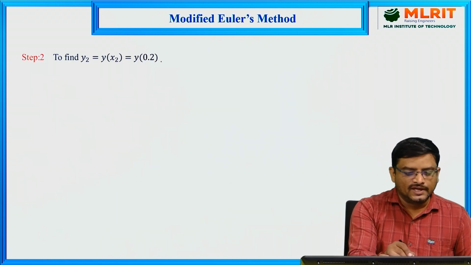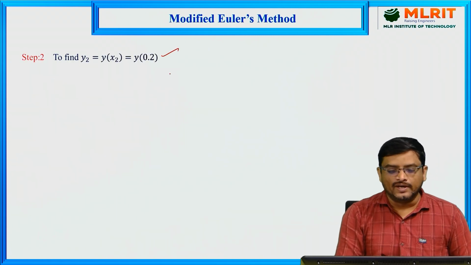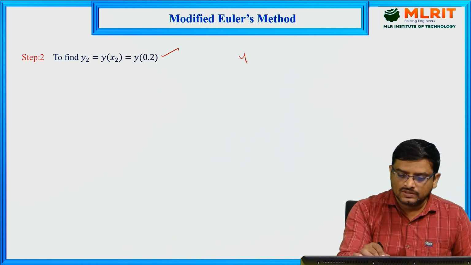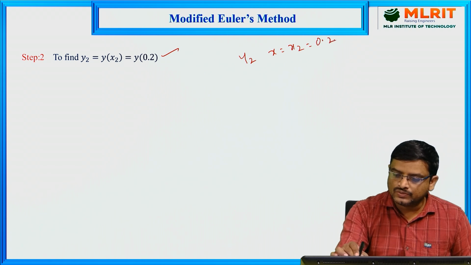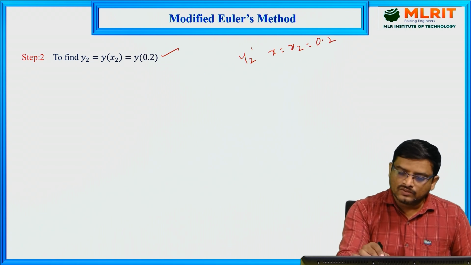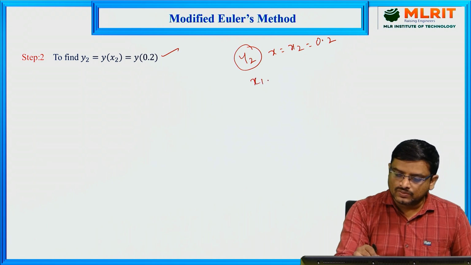Now our second step is I want to go for y2. So y2 is nothing but the value at x equal to x2. Our x2 value is 0.2. Whenever we want to find out this y2 value, we have to consider x1 and y1 as the initial values.